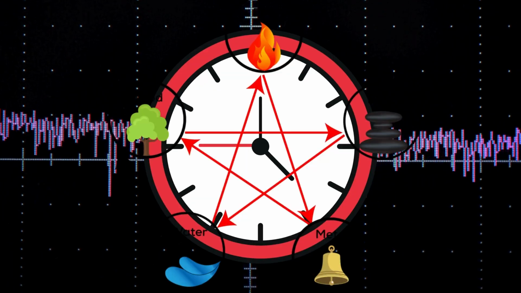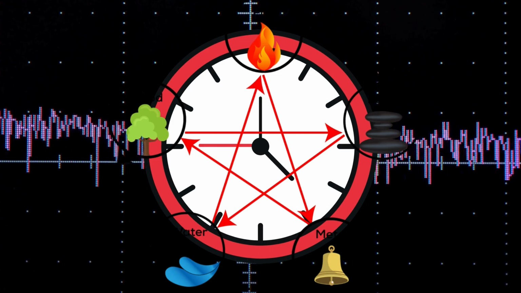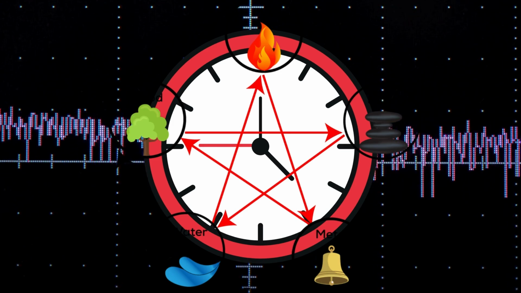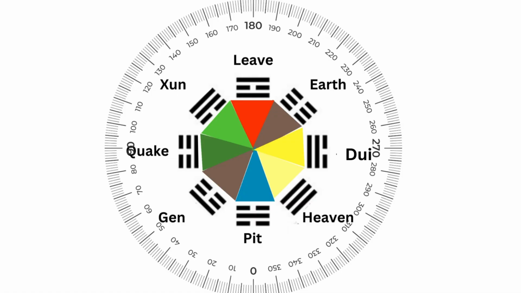Furthermore, these energies and frequencies can also be categorized into 5 major elements: wood, fire, earth, metal, and water, through the profound 5 elements theory. Again, if we overlay a postnatal 8 trigram onto this 360-degree circle, it allows us to identify the 5 elements.